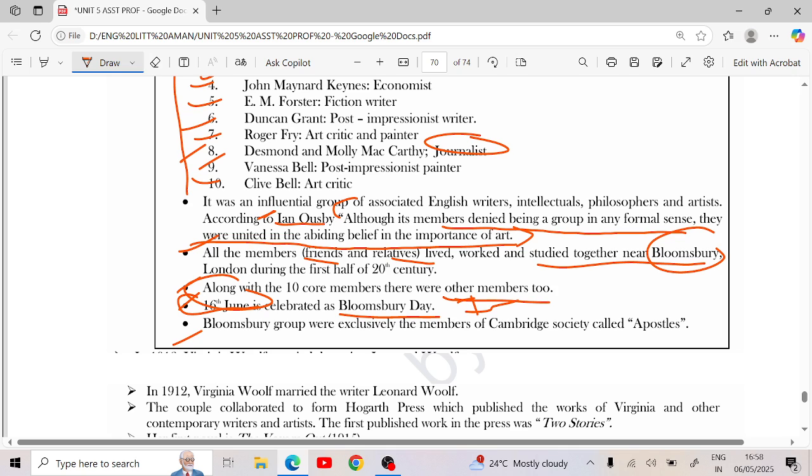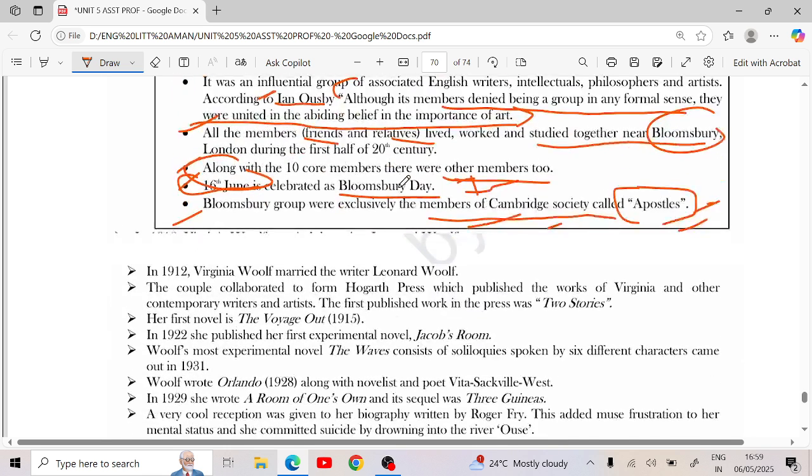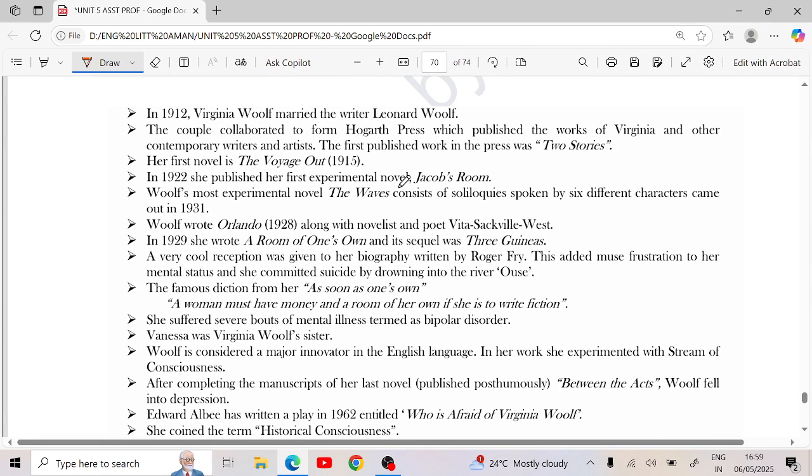Then Bloomsbury Group were exclusively the members of a Cambridge Society called the Apostles. An important question can also be framed from this line. So Bloomsbury Group were exclusively the members of the Cambridge Society, which is called the Apostles. Okay, so please remember all this information. I hope now you are clear on it.